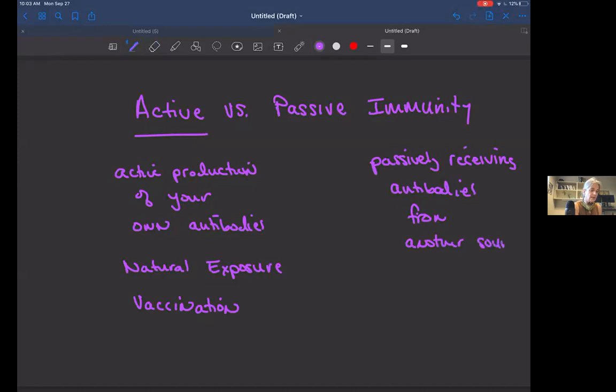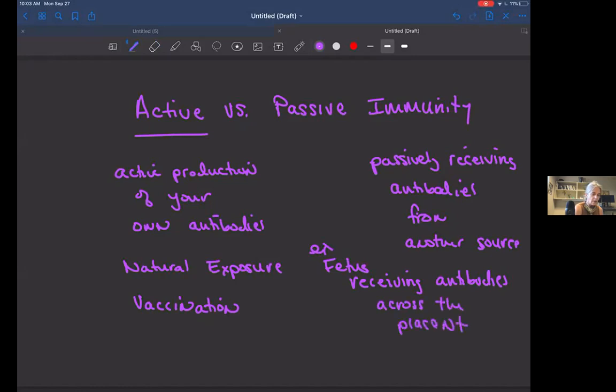Now, this does not happen generally when we're adults, but it does happen when we're in our mother's uterus, right? And so before we're born, and it does happen if we breastfeed. So passive immunity could be the antibodies passing through the placenta, right? So we could put the fetus example, receiving antibodies across the placenta.